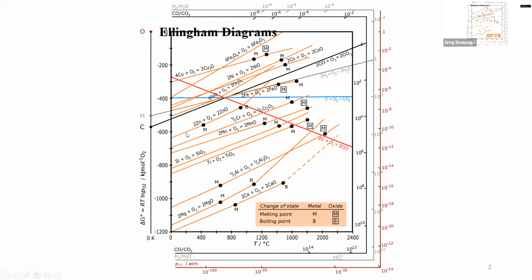You can't do that with carbon, because carbon's up here somewhere. It's like carbon's a red line. So in order to reduce silica to silicon with carbon, you would need to heat it up to like 2000 degrees C. But with magnesium, you can do it at room temperature if you want.